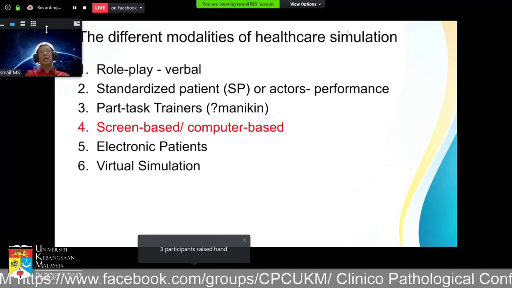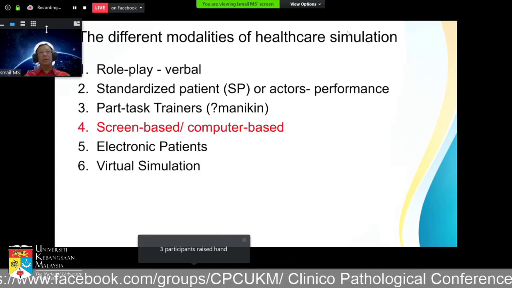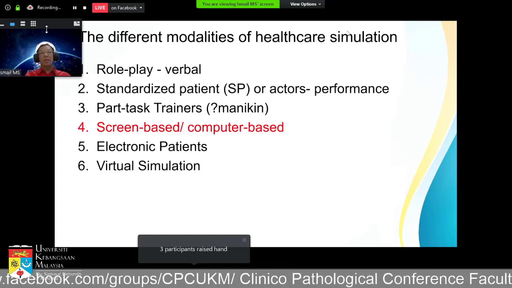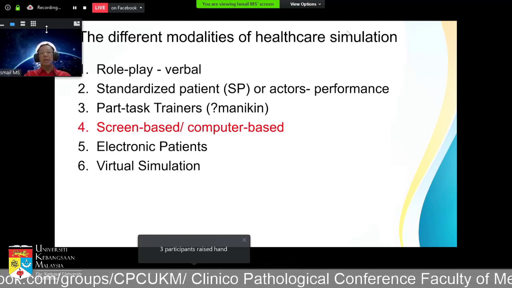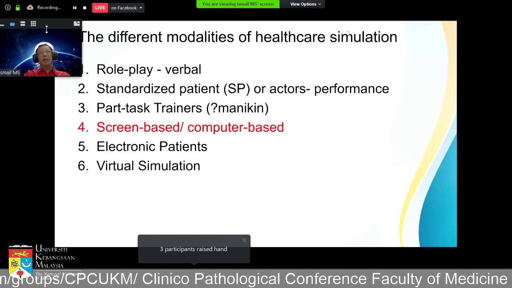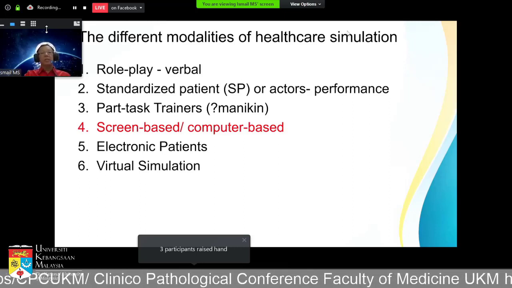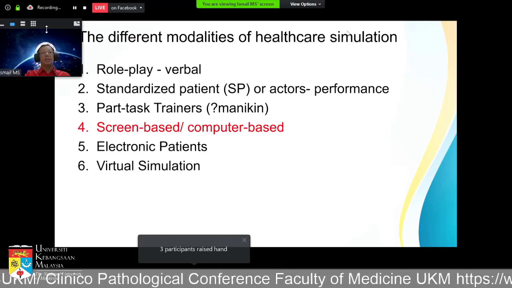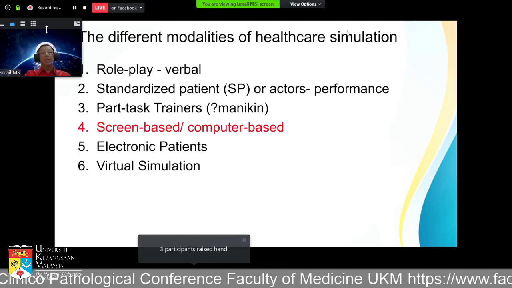Examples, this is where a mannequin with a lot of electrical system inside, it can breathe for you, it can talk to you, it can have pulse. You can do certain procedures on this thing. You can even cough and bite your fingers.